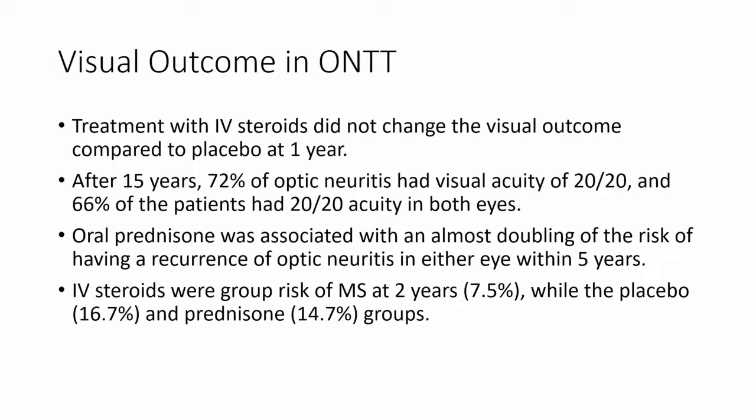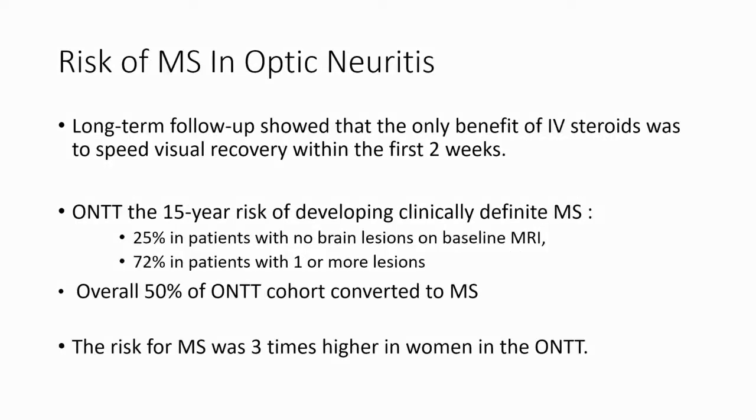And then, although IV steroids did not really improve the long-term visual outcome, they did give some kind of short-term benefit against the development of clinically definite multiple sclerosis. What about the risk of MS from optic neuritis? The long-term follow-up showed that the IV steroids really only speeded the visual outcome. And the 15-year results showed that those patients who had at least one brain MRI lesion had a 72% risk of developing multiple sclerosis. And overall, 50% of those patients on the study converted to MS.